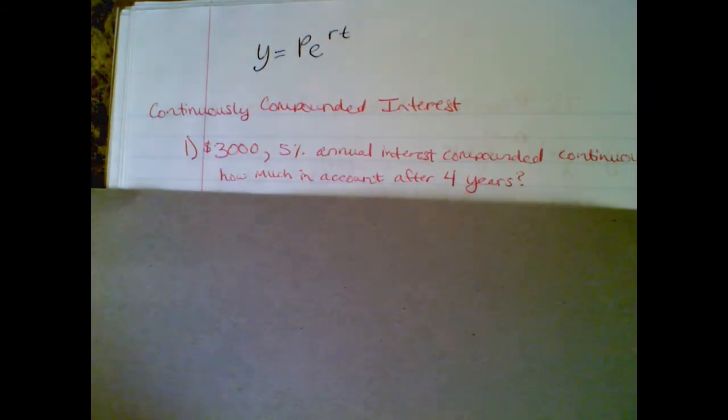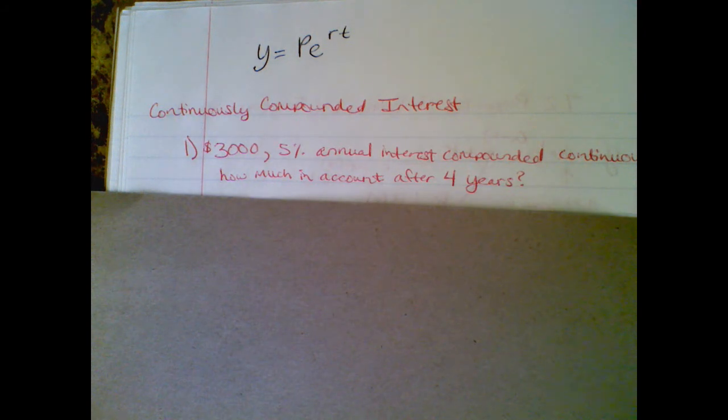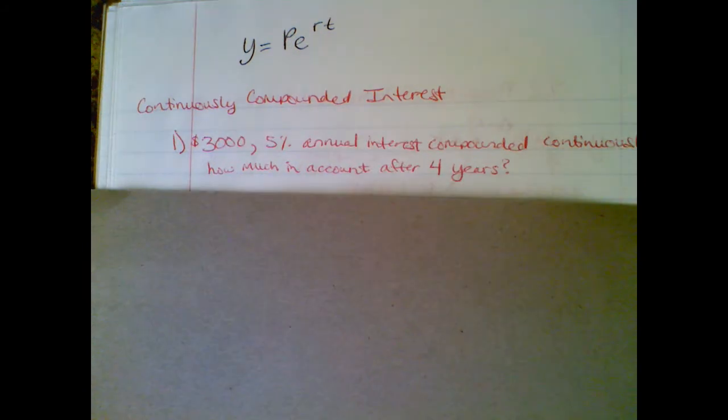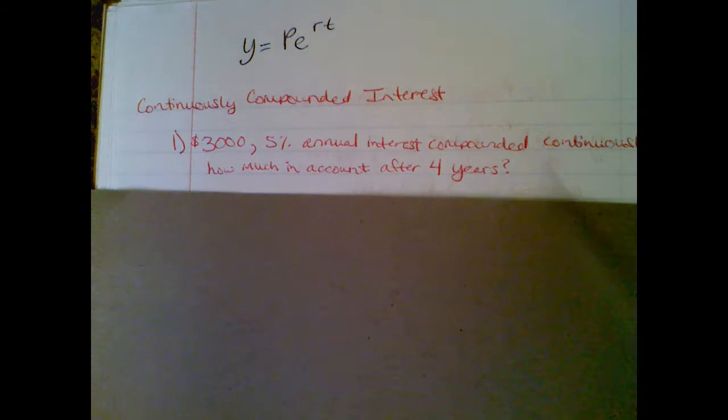So for this first one, we have $3,000. Our annual interest rate is 5%. It compounds continuously. And how much do we have in our account after 4 years? So this one is different from the first section in this chapter because it wasn't compounded interest. This one's compounded. So this is the equation we need to use for compounded interest.